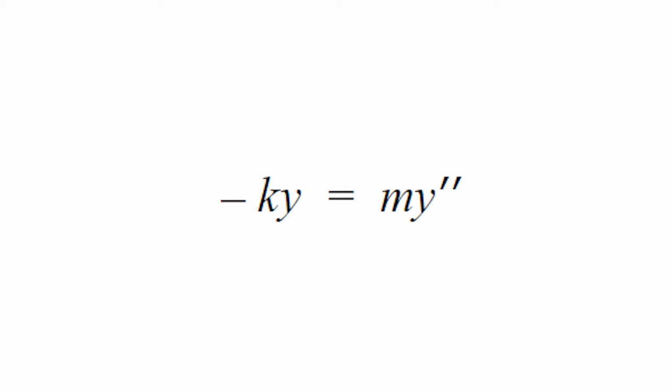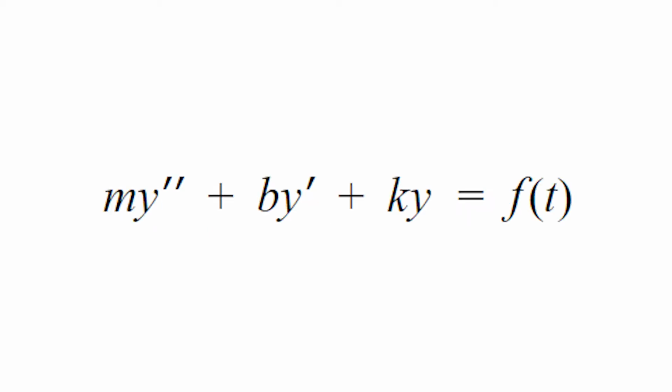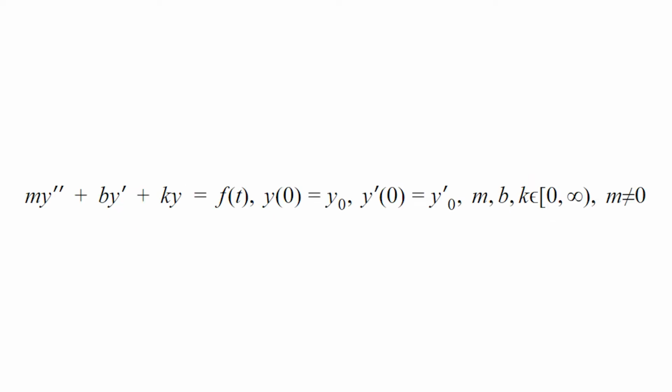We also want to take into consideration any sort of damping force that might be acting on the mass, and this can be modeled using by prime, where y prime is the velocity of the spring. Lastly, we need to consider any sort of external force that might be acting on the system. This is usually a function of time and can be written as f of t. Now we can go ahead and rewrite our equation, and we have the basis for any mass spring system problem.